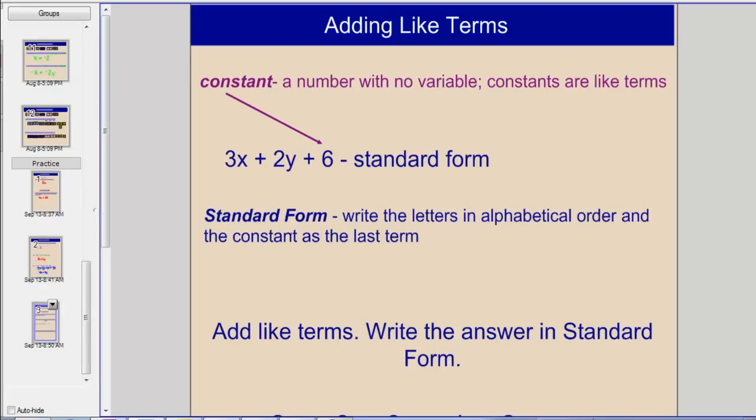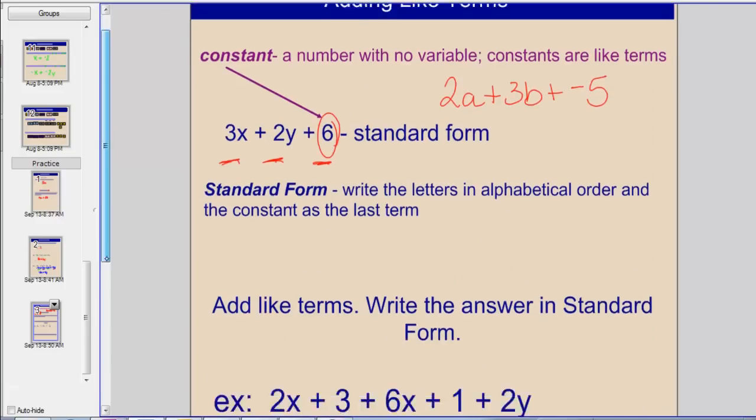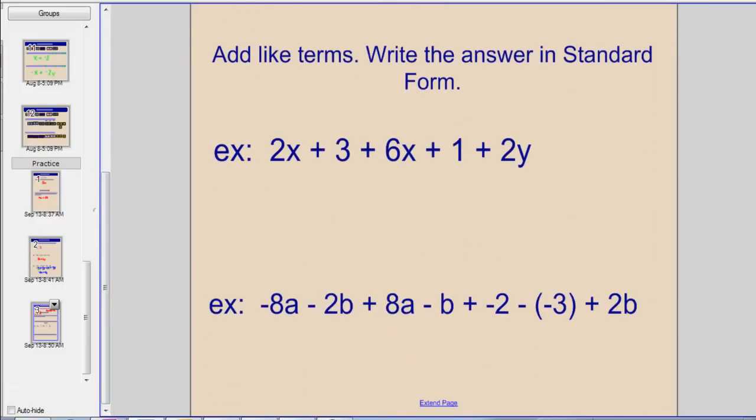So we talked about the number that is by itself, that doesn't have a variable, is called a constant. So that's just a regular old number. And standard form is where you always have your x written first, your y written next, and then your constant. Or it's in alphabetical order. So if I had some other variables, like let's say I have 2a plus 3b plus negative 5, I write this in alphabetical order with a's first, then b's, then my constant. So that's called standard form. So now let's do some examples where we're going to add like terms and write the answer in standard form.